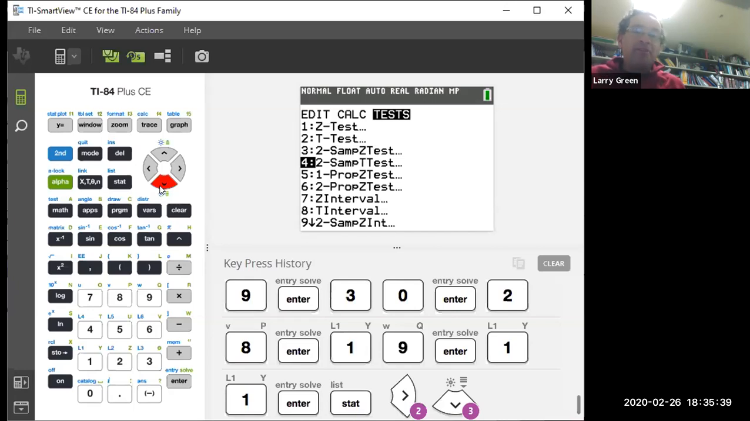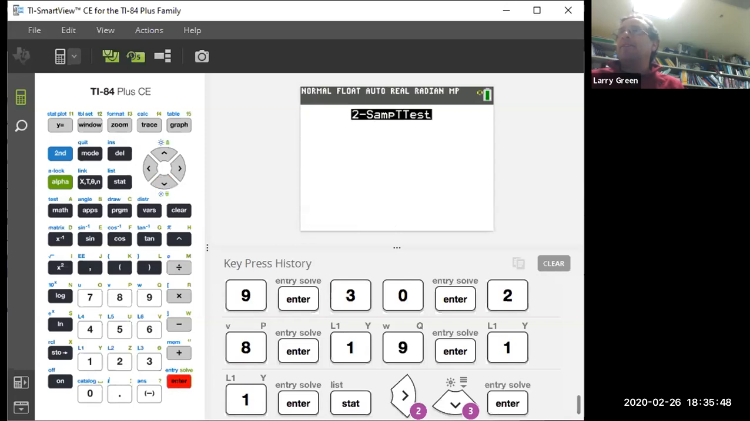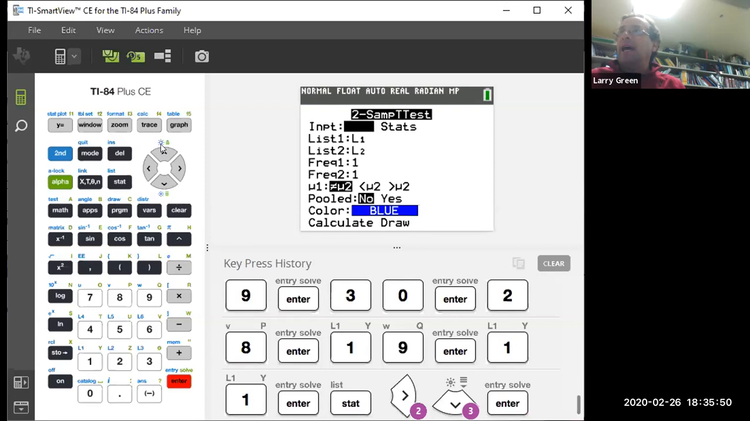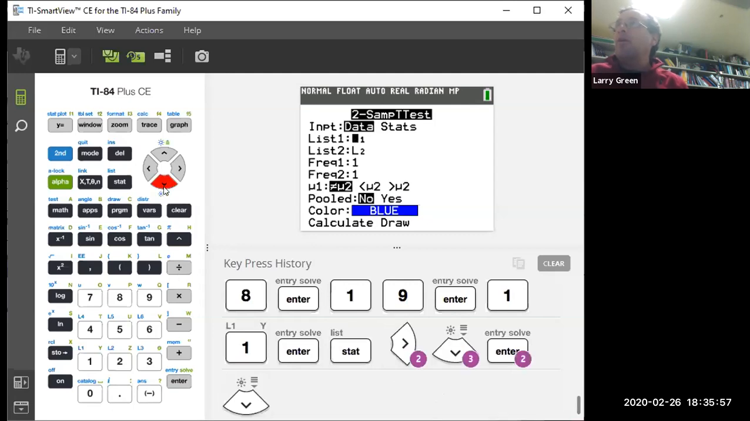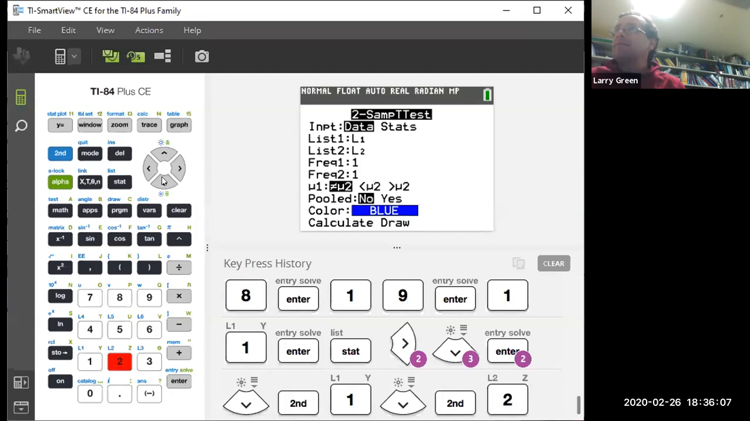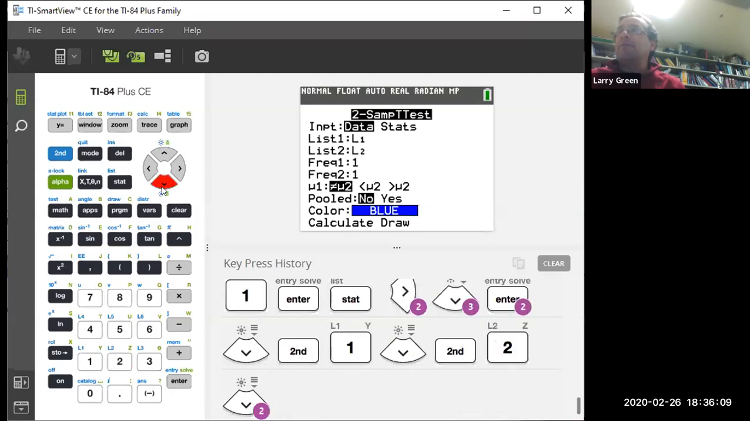Okay, we have 2 samples. We're talking about means, and we don't have a population standard deviation, which you never will, by the way. So that's why it's a t-test. I hit enter. And we have data. So if it said stats, then you go to data and hit enter. L1 is list 1, which is correct, but I'm just going to show you. Type in second 1, and that gives you L1. L2 is correct for list 2. Freq 1 and 1 are good.